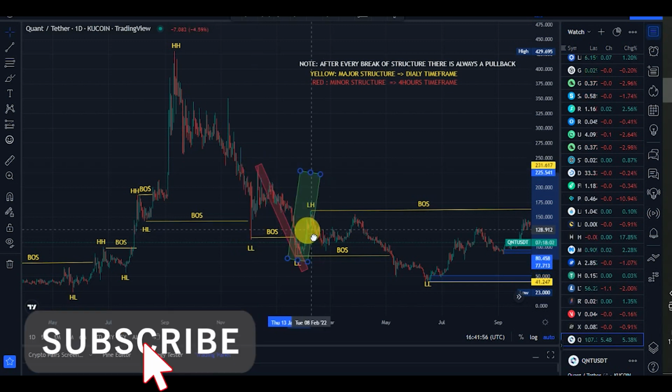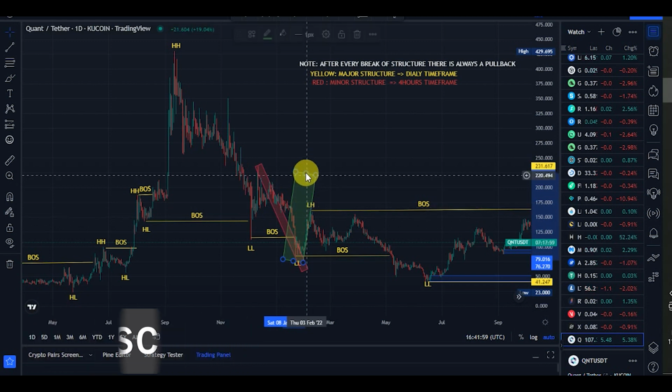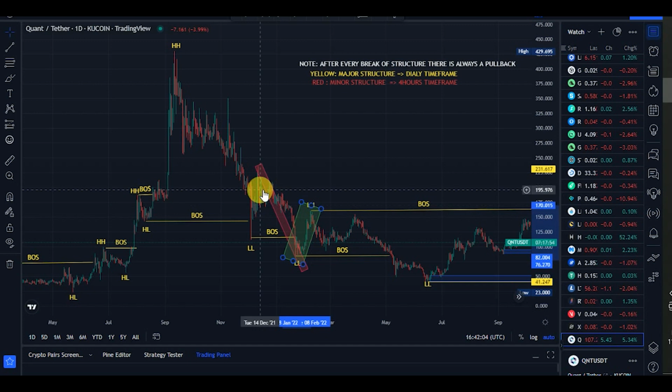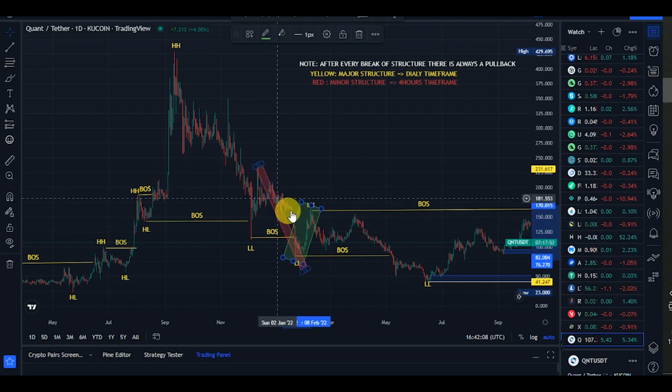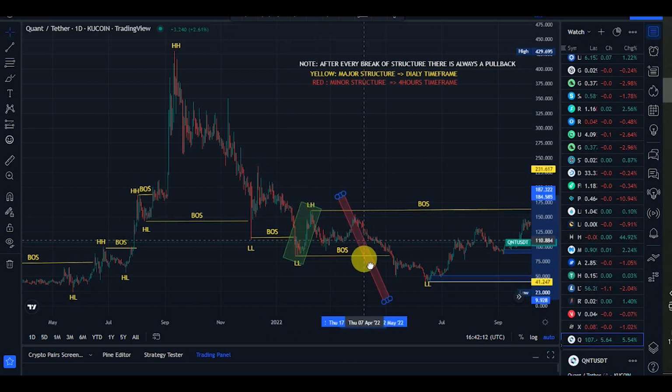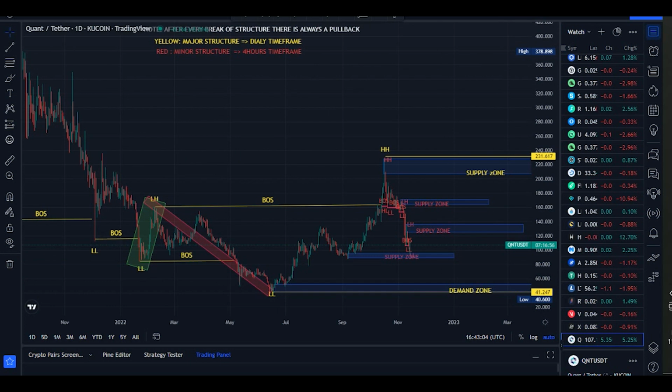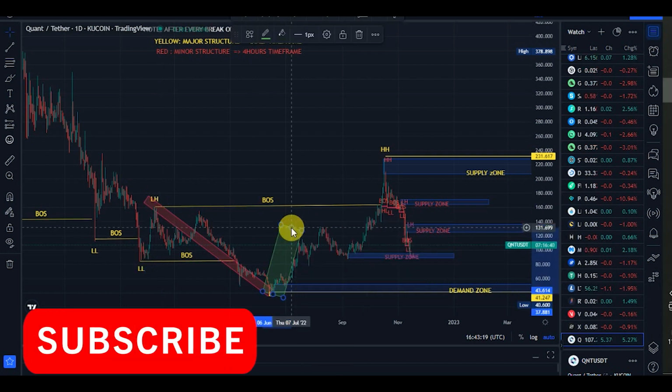After this pullback, we expected a break of structure. We expected the bears to push price downward, and we actually got it. Price went back down, broke structure again to the downside, giving us this lower low. After price broke structure to the downside, what are we expecting? We're expecting a pullback. But guys, instead of a pullback, price broke structure again back to the upside, telling us that the bulls are now back in the market and in control of the market. After then, we're expecting a pullback.